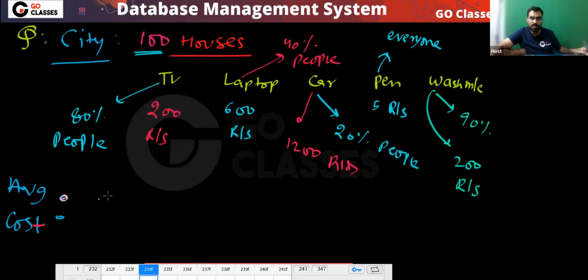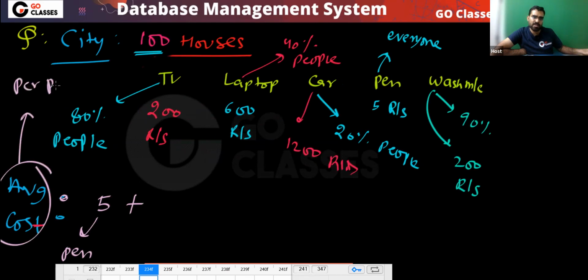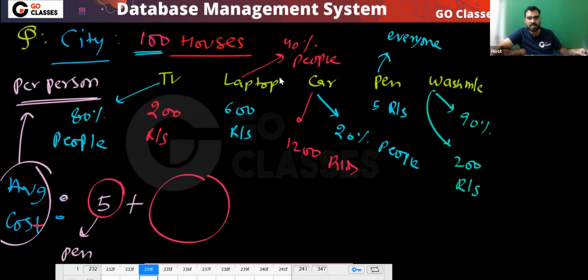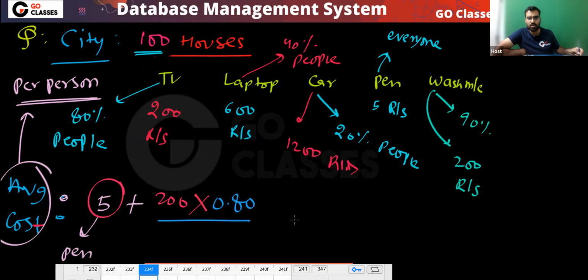Average cost will be 5 rupees for pen, everyone. Average cost simply means per person. One person is giving how much rupees? Every person is giving 5 rupees. For TV, one person is spending how much? One person is spending only this much. Correct?